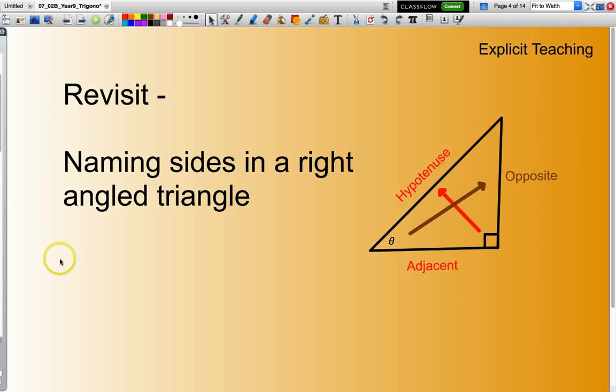Just as a quick revisit, because we will be covering this very quickly in the next couple of slides, you need to name the sides of a right angle triangle. The hypotenuse is effectively the side across from the right angle. The opposite is the side that's across from my reference angle, and adjacent is between my reference angle and the right angle.